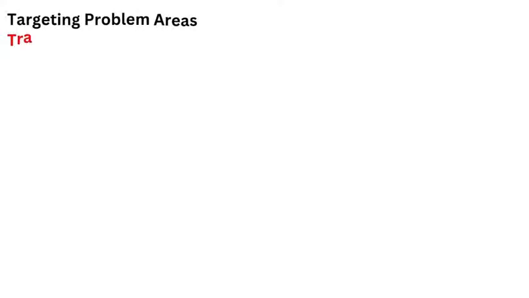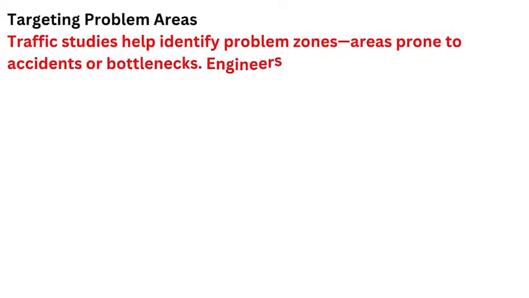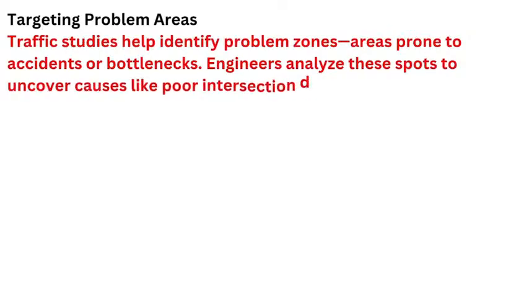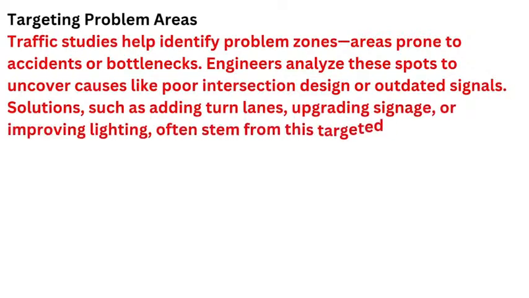Targeting problem areas. Traffic studies help identify problem zones, areas prone to accidents or bottlenecks. Engineers analyze these spots to uncover causes like poor intersection design or outdated signals. Solutions, such as adding turn lanes, upgrading signage, or improving lighting, often stem from this targeted analysis.